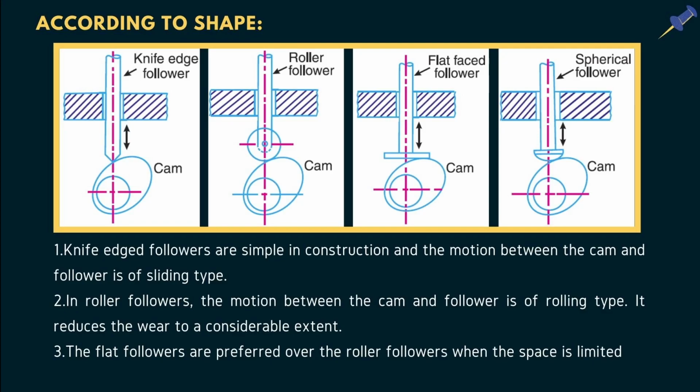Next we have a spherical follower. We can see in last diagram, it is very clear that in case of spherical follower, the surface is curved, and again when we give motion to the cam, follower will move in reciprocating direction.